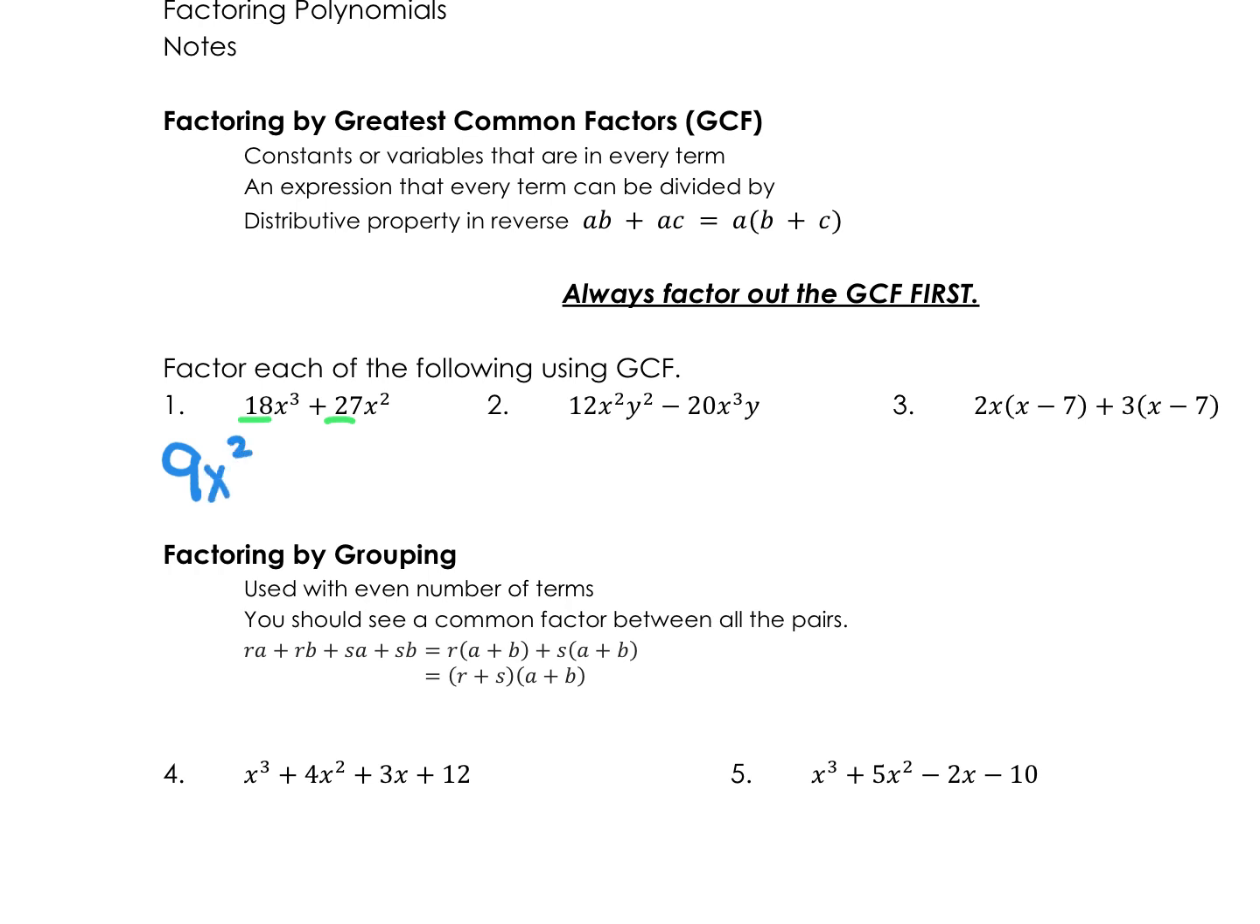So my GCF for this problem is 9x squared, because both 18 and 27 are divisible by 9. That is the biggest number that they are divisible by, the biggest common factor. And 18x cubed and 27x squared are both divisible by x squared. Okay, so we found the GCF. Now we have to factor it out.